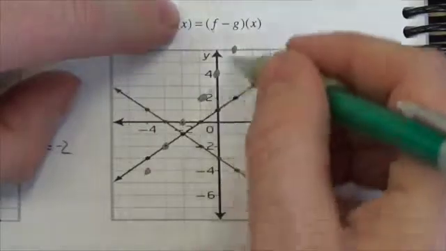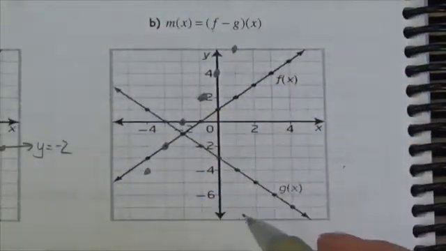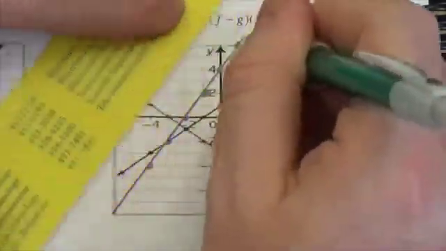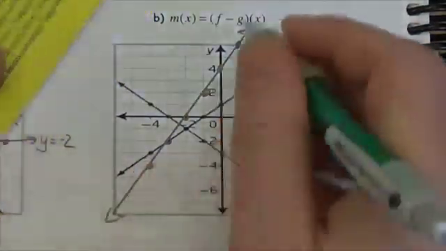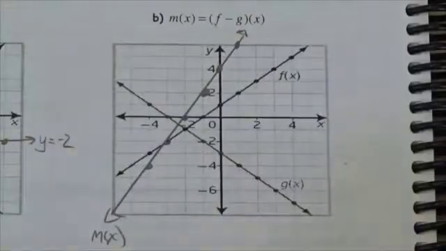And I can see already that I'm off the grid here. Okay? So now, just because I can see this is going to be a straight line, I want to make this nice and pretty. I'm going to connect those dots there. And this represents m of x right there, the difference between those two functions.